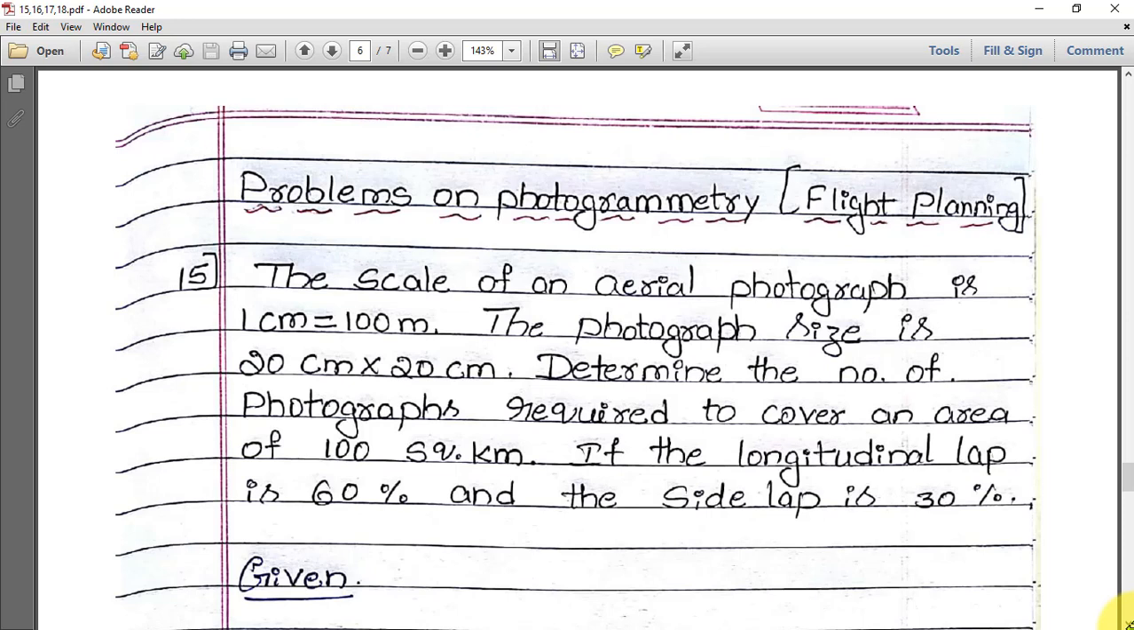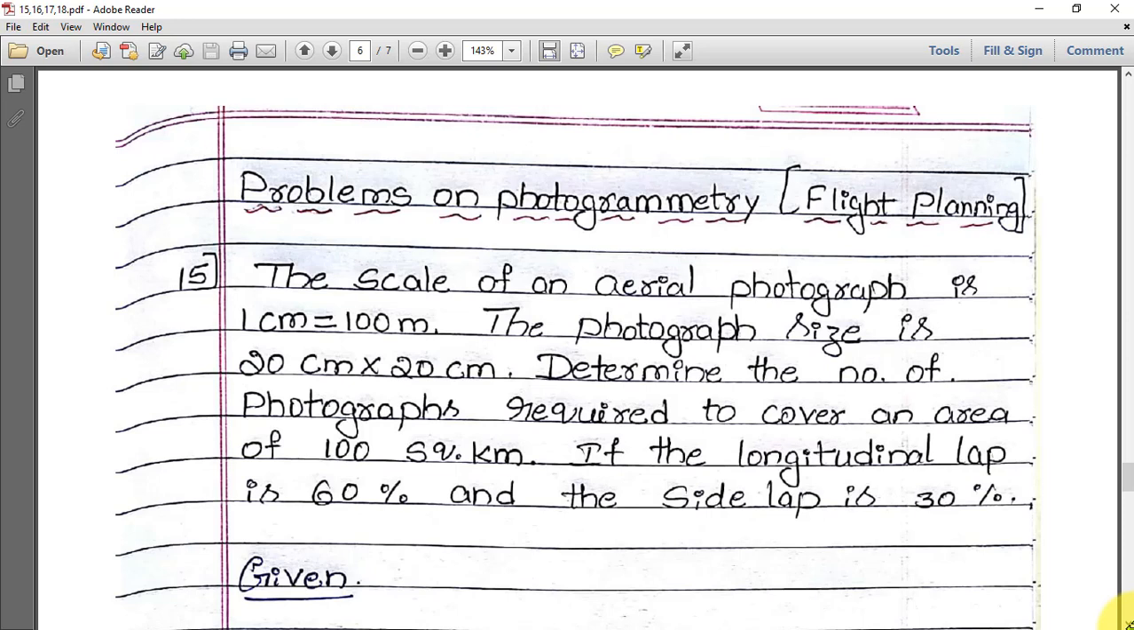Welcome everyone. Today we will be discussing problem number 15, that is problems on photogrammetry, especially on flight planning. Previously we have solved all 14 problems. You can check that one on my channel, and today is 15.